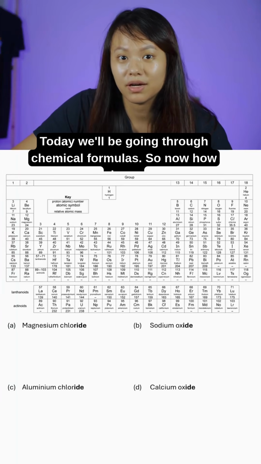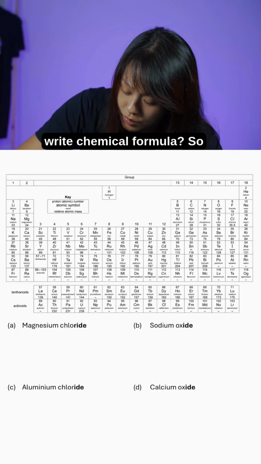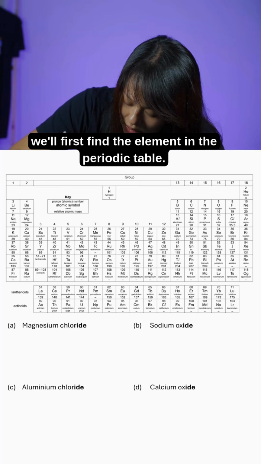Today we'll be going through chemical formulas. So now how do we write a chemical formula? We'll first find the element in the periodic table.